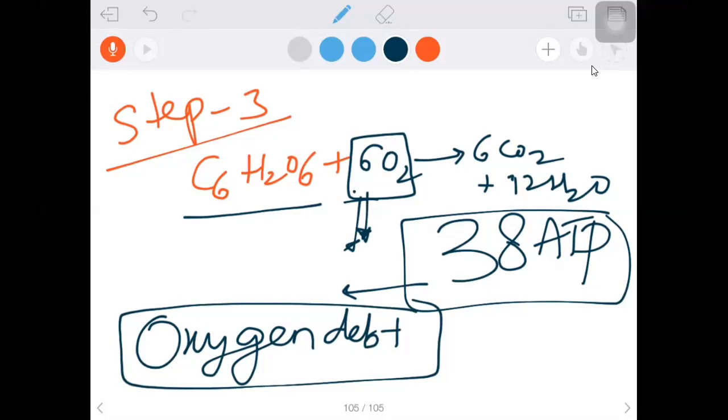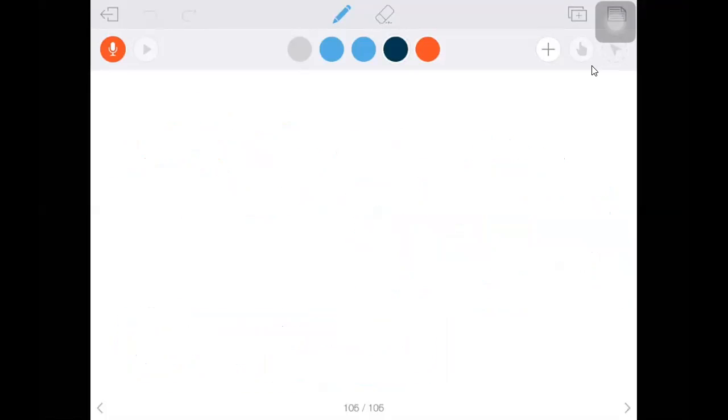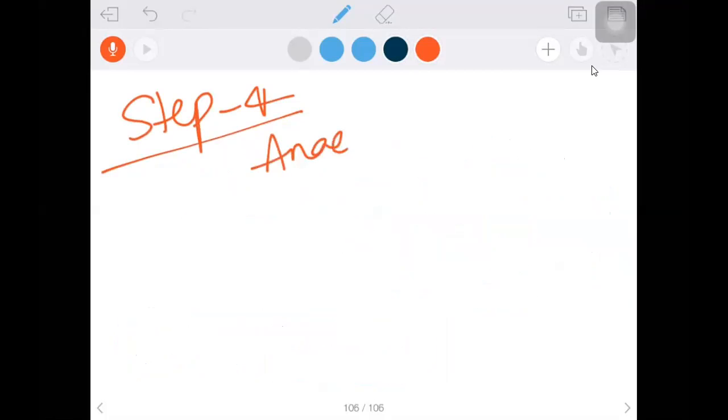That means the supply is insufficient. What supply? Oxygen supply. That oxygen supply is insufficient, and the demands are not going to be fulfilled. So at that time, do we have any source? Is there any possibility without oxygen, any possibility of a little formation of energy? Yes, we call that anaerobic respiration.